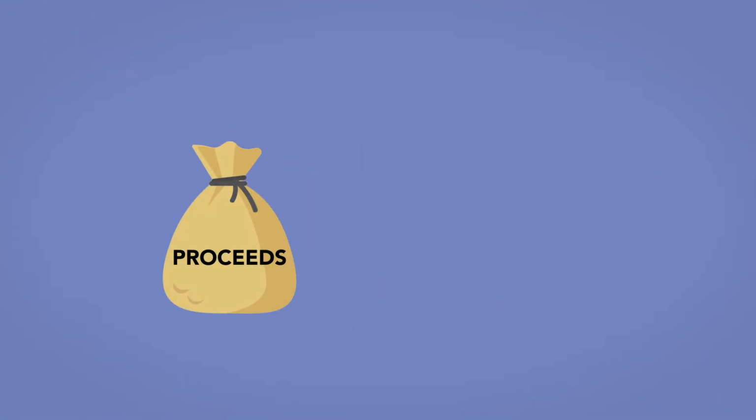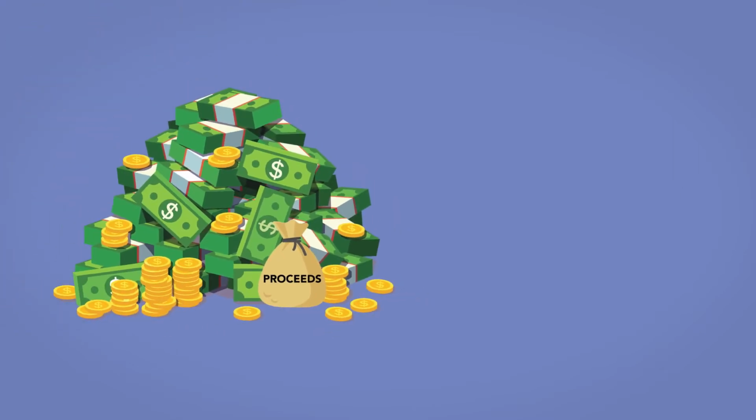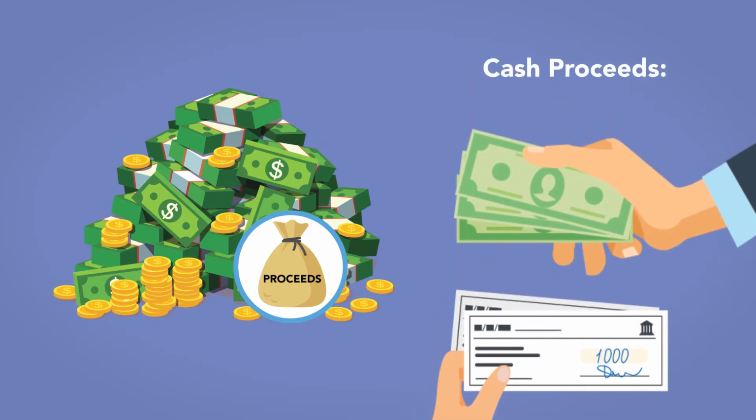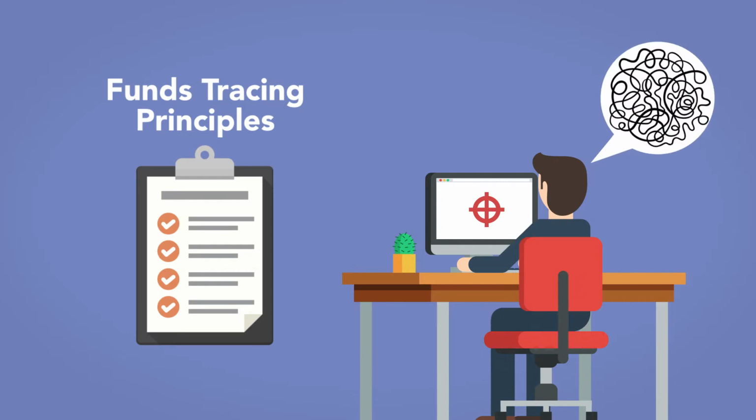Proceeds are at risk of losing their identifiable nature when they are commingled with non-proceeds. Proceeds that are goods can sometimes be tracked, especially if they are unique. But cash and cash equivalents like checks and bank deposits, referred to collectively as cash proceeds, require the application of funds tracing principles, which vary from state to state. Funds tracing can get very complicated and may require the expertise of a forensic accountant.